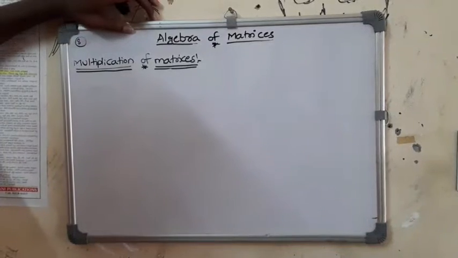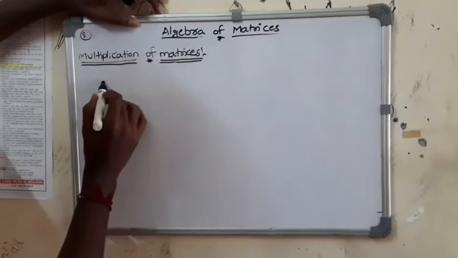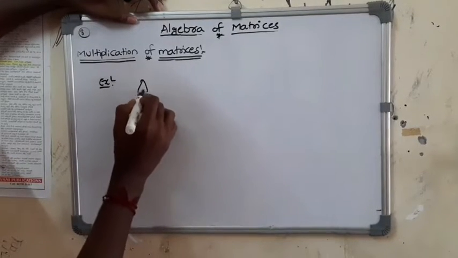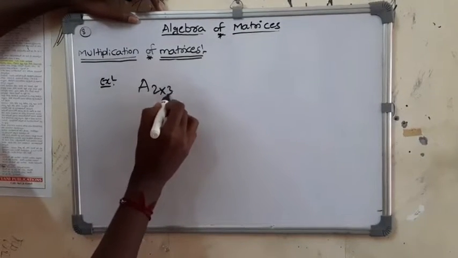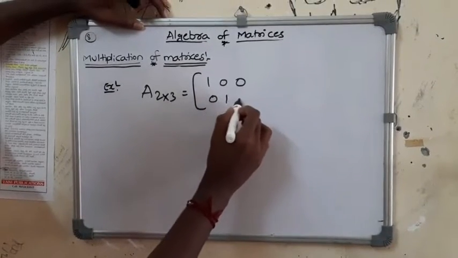Let's see another example in which AB is not possible. Let us take matrix A of order 2 by 3, which is equal to 1 0 0 0 1 0.